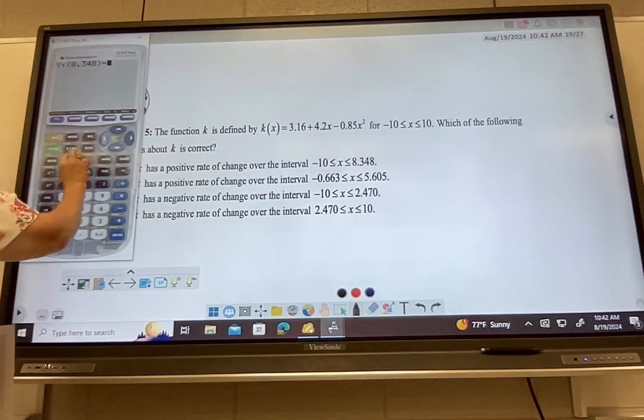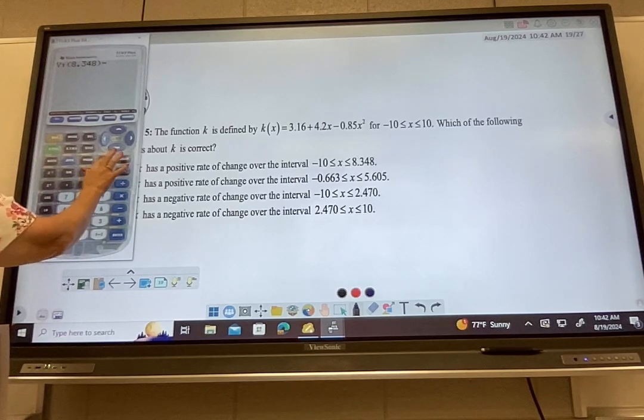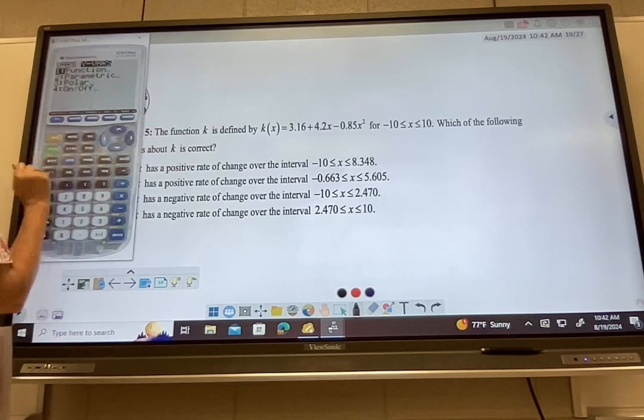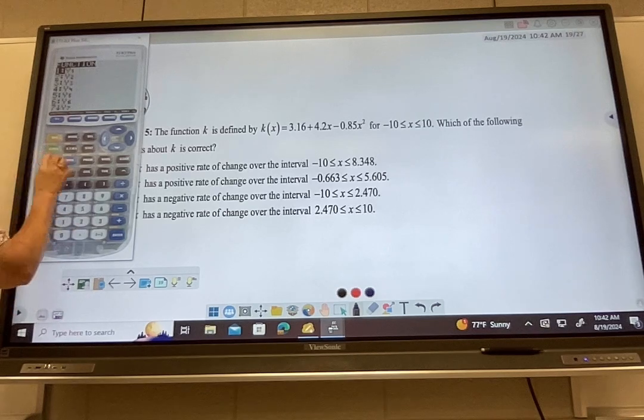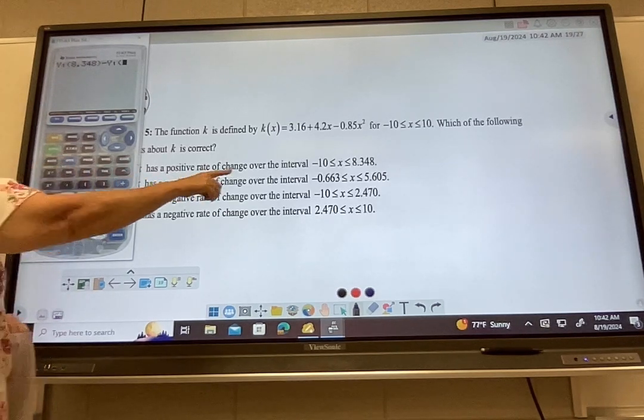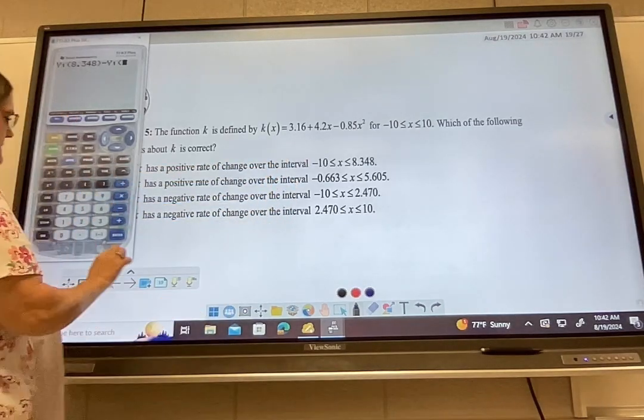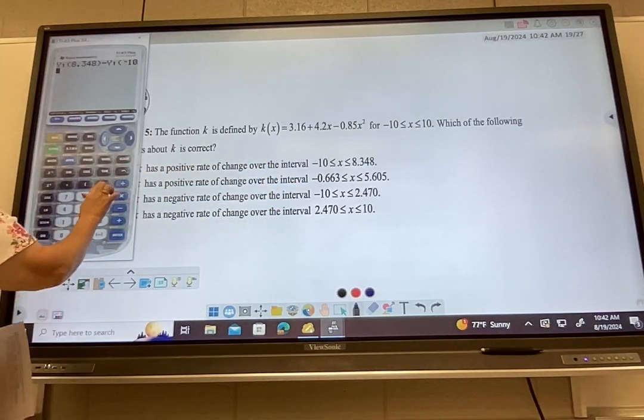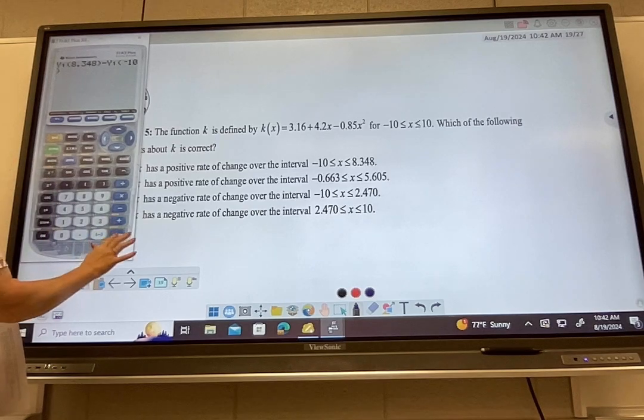Minus, and I'm going to do vars, y vars again. So vars, y vars, function, and I want that function there. And I'm going to put in -10. Do not put -10 as a separate entry; it won't do it.